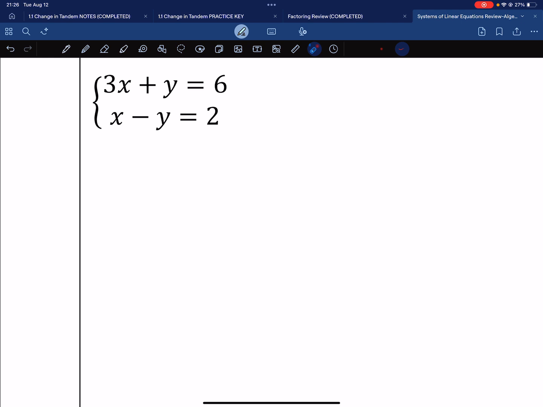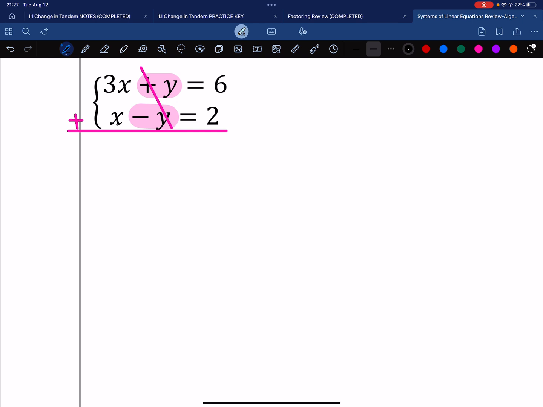Okay, and what we're going to do is try to eliminate a variable. To eliminate, we need it to be the same variable with the same coefficient, just an opposite sign. So if we're looking here, notice that we have a positive y here, a negative y here. They are the same variable, they just have opposite signs. So if we were to add these two equations together, these are going to cancel each other out or eliminate one another.